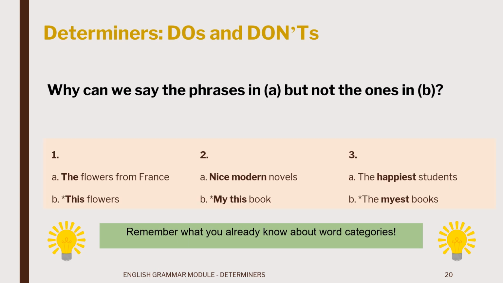Now it is necessary that you carefully analyze each set and spot the problem to be able to explain why it is that we can say those phrases in A but not the ones in B. At this stage, we recommend that you stop this presentation and work on these sets on your own to later check them against the explanations that follow.